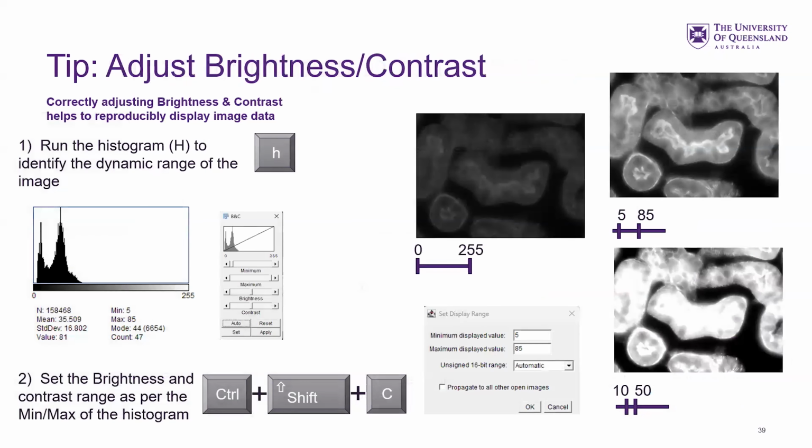Adjusting brightness and contrast is another really useful thing to do. If you have the histogram, you'll know what the display range is. Instead of showing the full display range, like 0 to 255, when you match it to what's actually there, you get a nicer image. If I go too far, and I do 5 to 50, then it's all saturated.